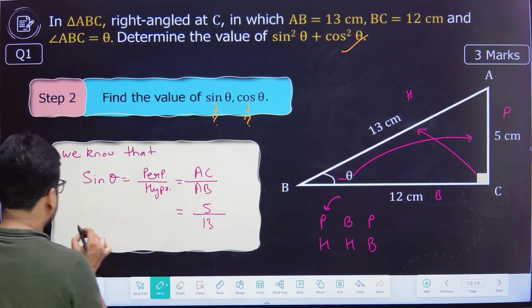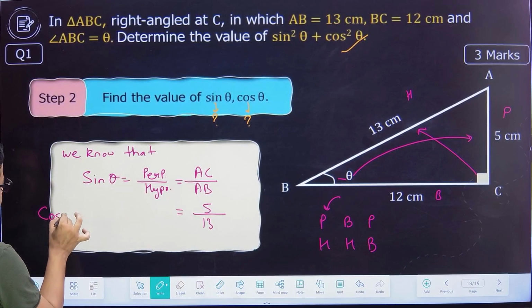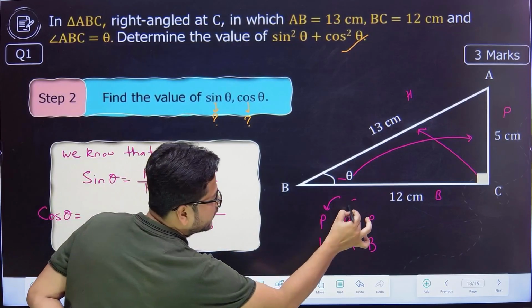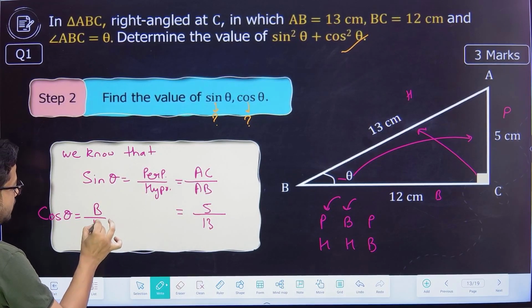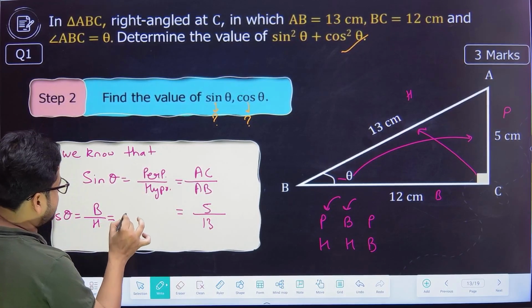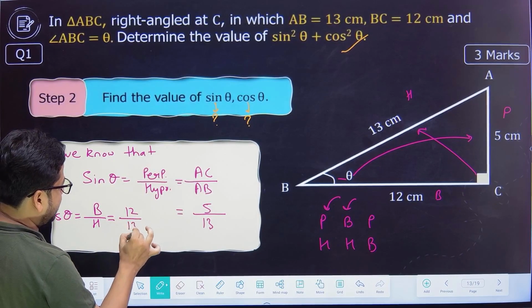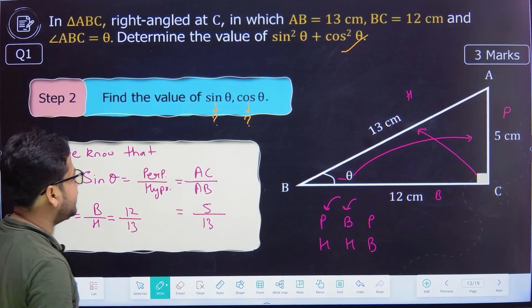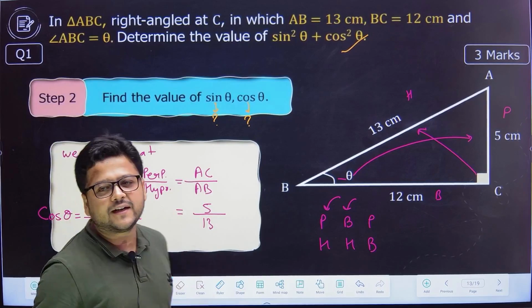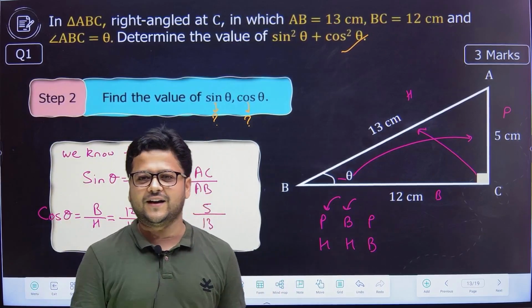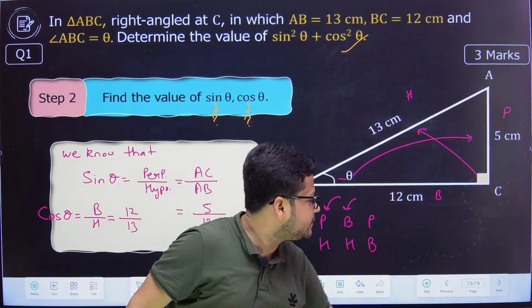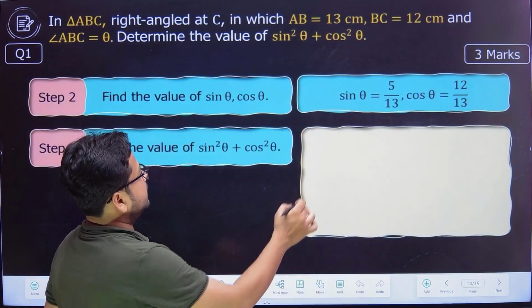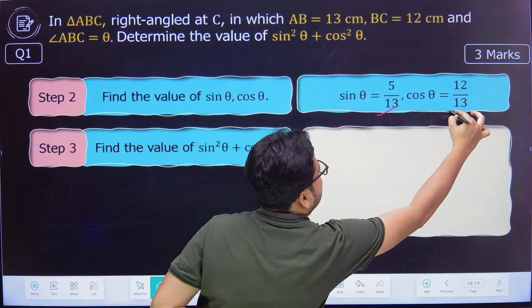Now find cos theta, students. Cos theta is the second one. You should know the order. Base upon hypotenuse. Base is 12, hypotenuse 13. So cos theta is 12 by 13. Sin theta is 5 by 13, and cos theta is 12 by 13. Now substitute the values in the required expression. Yes, sin theta is 5 by 13, cos theta is 12 by 13.